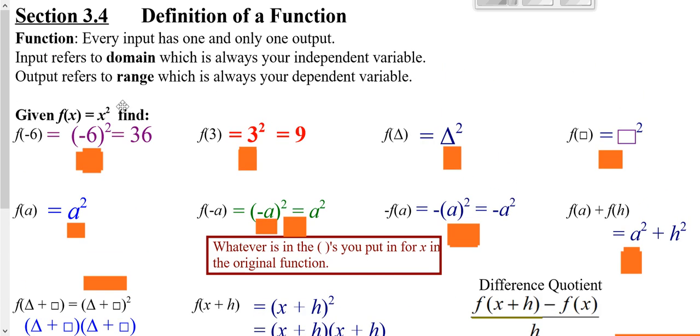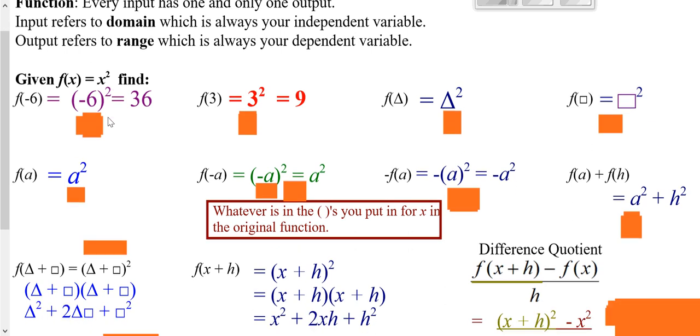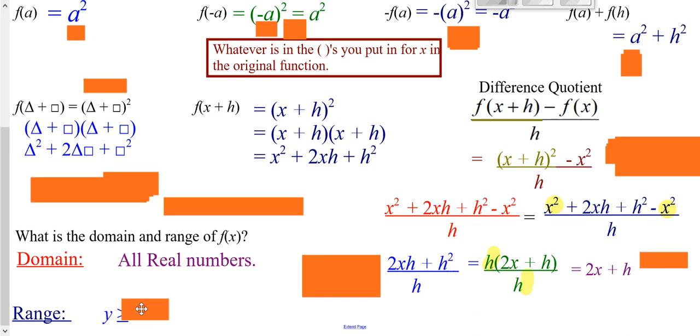Your range is what you get out. Because we're squaring it, and if we put in a positive and square it, we know we get positive. If you put in a negative and square it, a negative times a negative is positive, we know we're not going to get out negatives. So your range is y is greater than or equal to 0. Because we could actually get out 0 if we plugged in 0, because 0 squared is 0.